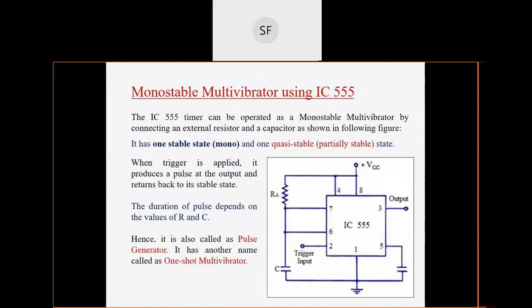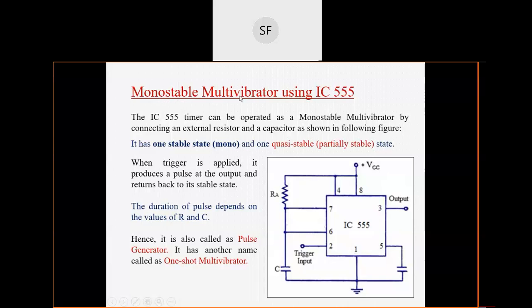Now we will start our today's discussion, that is monostable multivibrator using IC555. So this is the circuit diagram of monostable multivibrator using IC555. As the name itself indicates, mono stands for one, and stable, you know the meaning of stable. So this multivibrator will have one stable state. The meaning of monostable is this multivibrator will have one stable state.